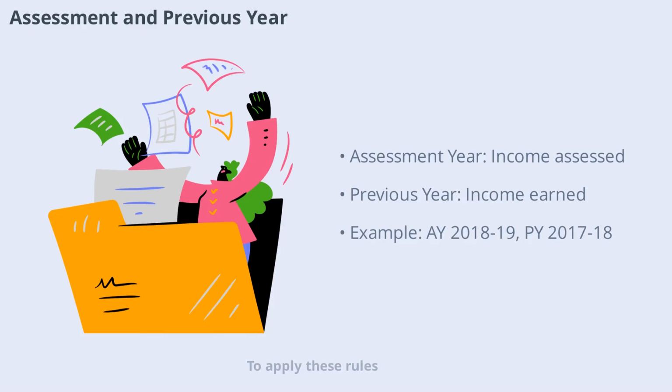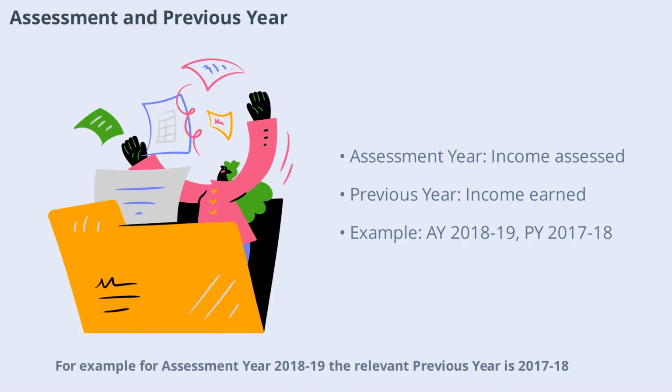To apply these rules, it's important to understand the terms assessment year and previous year. The assessment year is the year in which your income is assessed for tax, while the previous year is the year in which you actually earned the income. For example, for assessment year 2018-19, the relevant previous year is 2017-18. All calculations regarding days of stay are based on the previous year, not the assessment year.